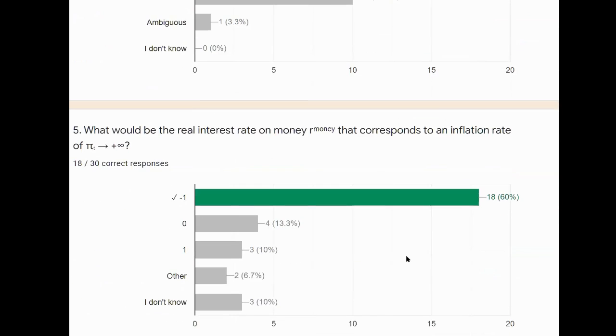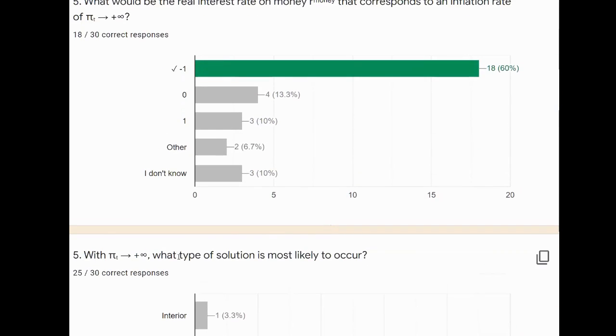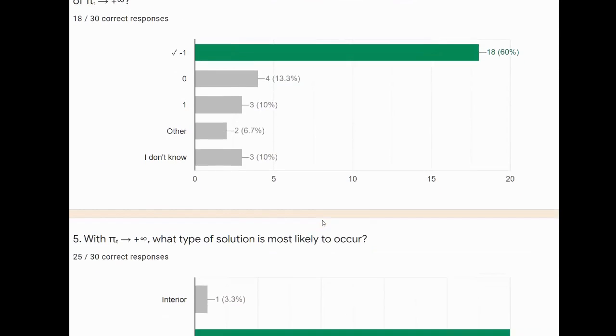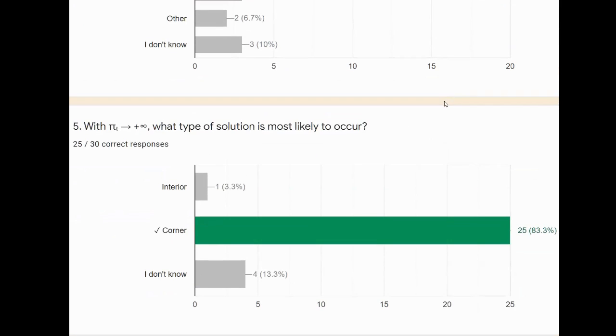So yeah, most of you. Oh wow, I'm pleased that you understand what's going on. And what type of solution is most likely to occur? Well, we kind of know that it's a corner solution. Well, good. Okay, perfect. We're on the right track. Last year I gave this quiz and the answers were horrible. So I was very okay. I have a smart group this year. Everything's good.